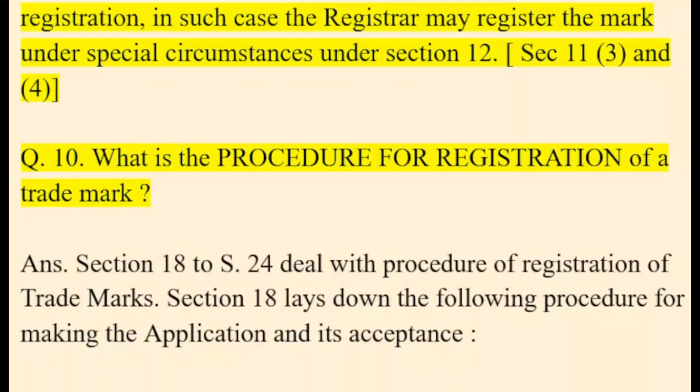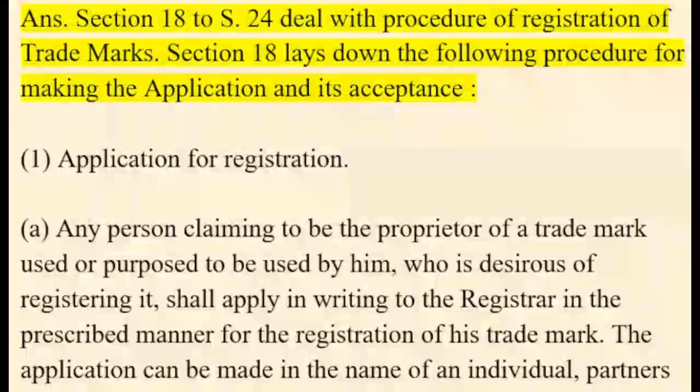Q. 10. What is the procedure for registration of a trademark? Ans. Section 18 to Section 24 deal with the procedure of registration of trademarks. Section 18 lays down the following procedure for making the application and its acceptance.